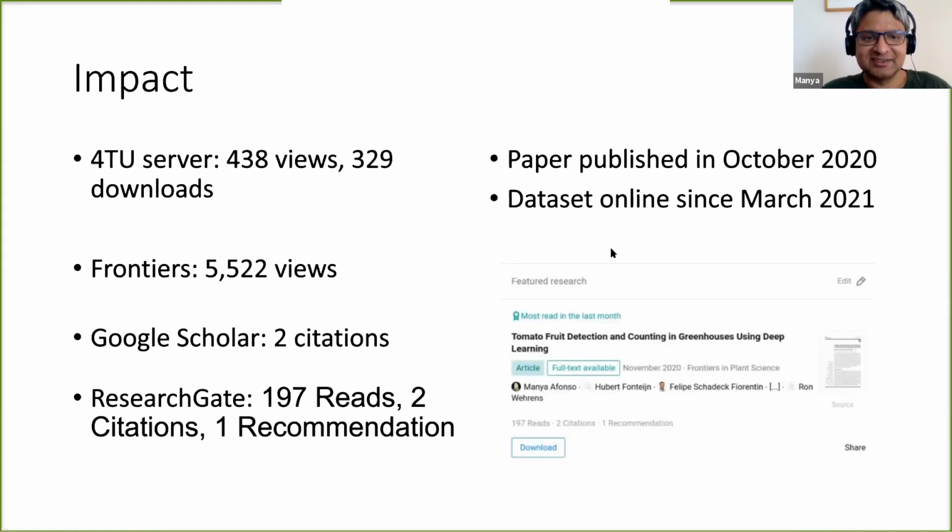So what did all this bring us? The paper has been online since October of 2020, and the data set has been online since March of this year. Since then, from the 4TU data server, these are the number of views that we have obtained, 438 with 329 downloads. Then from the publisher, Frontiers, the paper itself has had more than 5,500 views. So far, this has translated into few citations on Google Scholar. We have had 2 citations that have appeared, but we hope that the interest in the data set leads to more of them. From ResearchGate, we have already seen that the paper has been read almost 200 times.